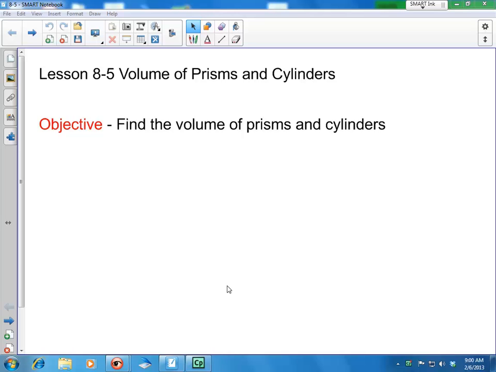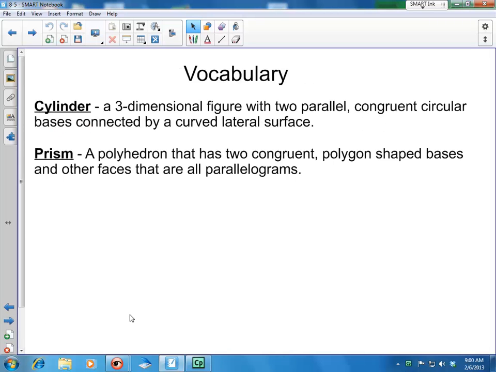All right, so today we are going to be finding volume of prisms and cylinders. During this week we've done our prerequisites. We found our area of circles and squares and trapezoids, all those things. So now we're going to be working on volume.